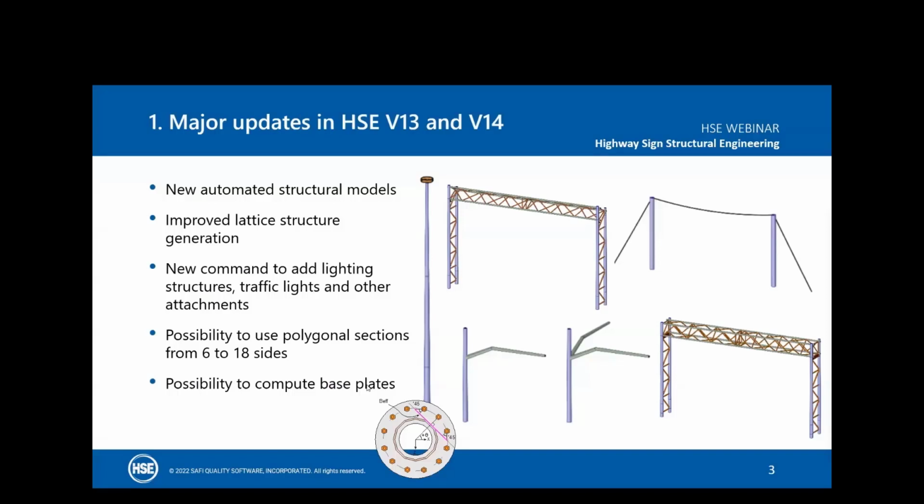Let's quickly show you a review of the new features we have. We've added many different models into the auto generations recently. Those two models can be easily generated with the automation in the program. There are some other models with cables or arms like that can be added and modeled manually. We have also improved the lattice structures. There is now an option to have traffic lights, and any attachment can be added to the model, as we can see in this monopole. Since a few previous versions, we now have the option to design polygonal sections from 6 to 18 sides. There is also now much more advanced option to design the base plates.